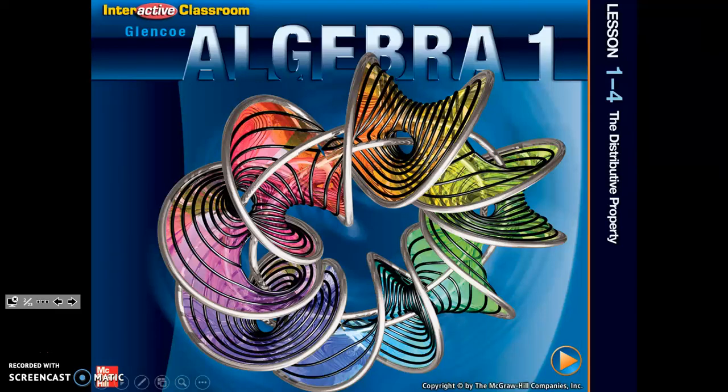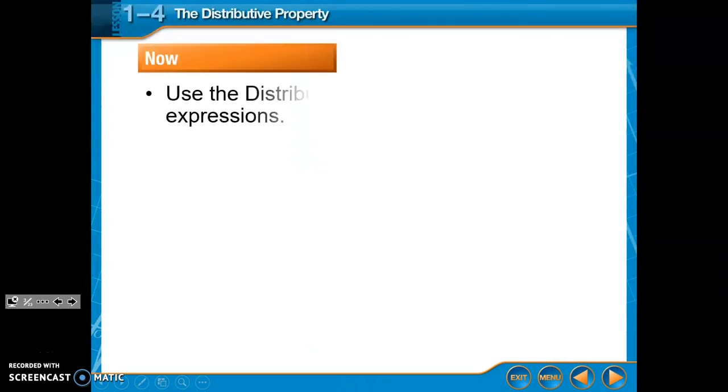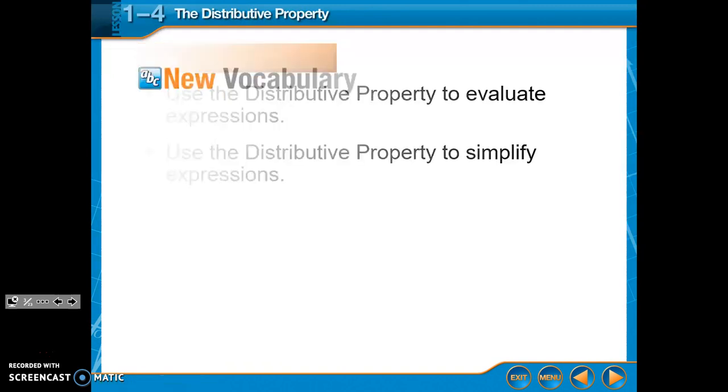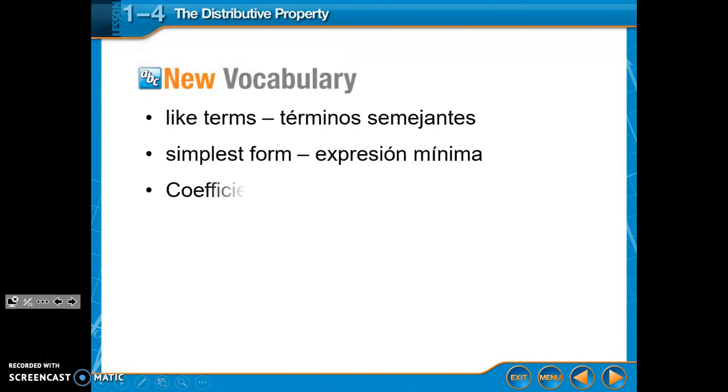Lesson 1-4, the distributive property. In this video, you will learn to express the distributive property to evaluate expressions and use the distributive property to simplify expressions. So in this section, your vocabulary are like terms, simplest form, and coefficient.